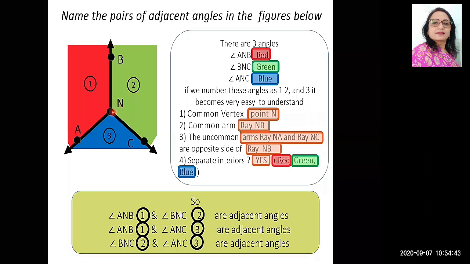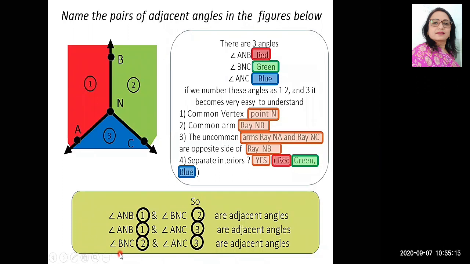Yes. Ray NA is the common arm, and their opposite arms are ray NB and ray NC. Okay. And they have separate interiors. So angle A and B and angle A and C are also adjacent angles. Okay. Angle 1 and 3 are also adjacent angles.